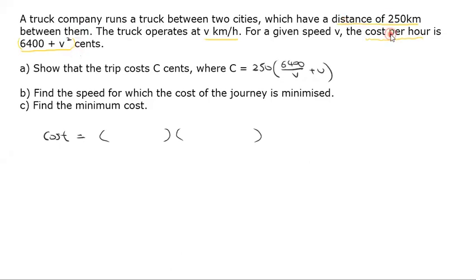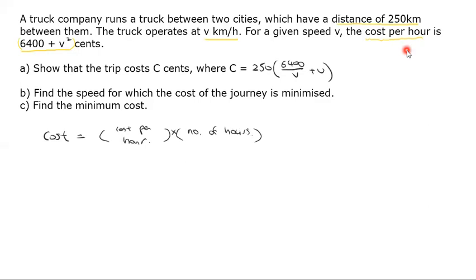Considering the information given, we've got a cost per hour, right? So to get the cost from cost per hour, what do we do? Think of what cost per hour means, right? Cost per hour is how much it costs you per hour. So to get to the total cost, you need to multiply by the number of hours.